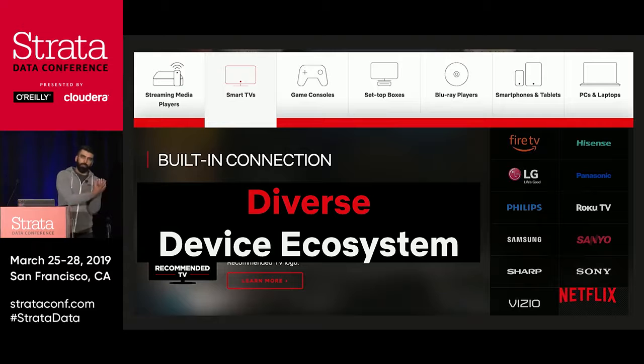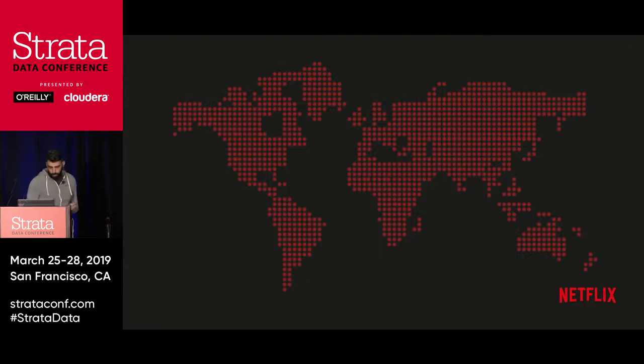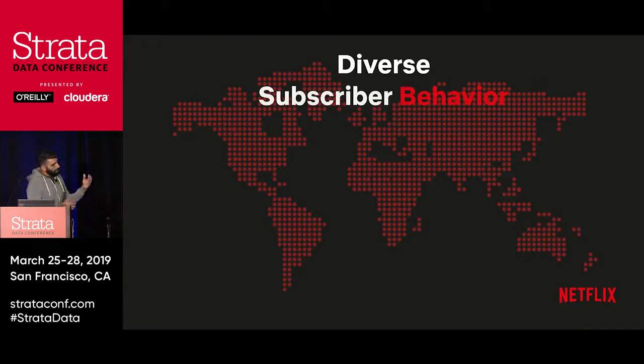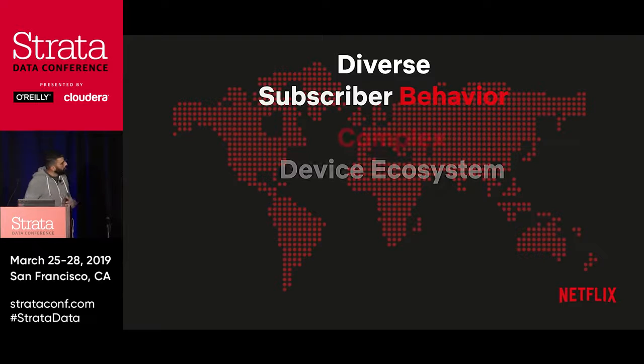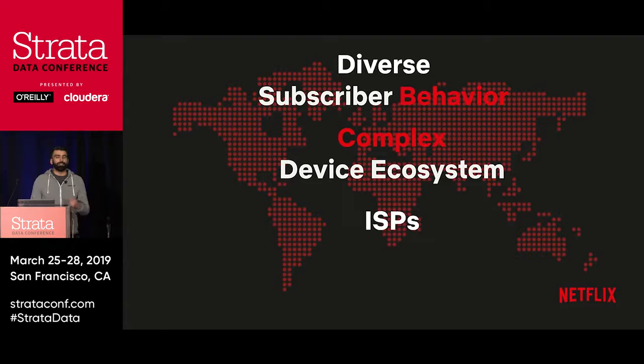So take a look at the global subscriber base. You can imagine that the subscribers across the globe all have very different behavior. They consume content very uniquely from all of us. Marry that with complex device ecosystem. Now, because we're global, we also have to address the ISP issues. We also have to understand when we build our cloud infrastructure, what's the availability of at-scale cloud infrastructure across the globe? So that adds another dimension of complexity to our problem statement.